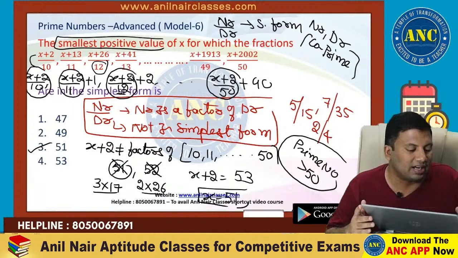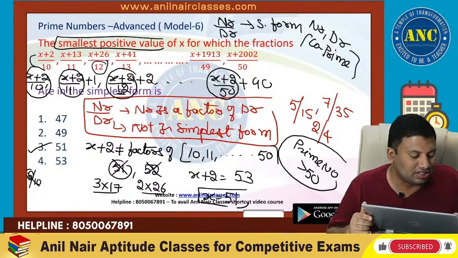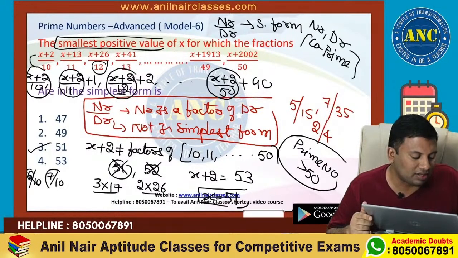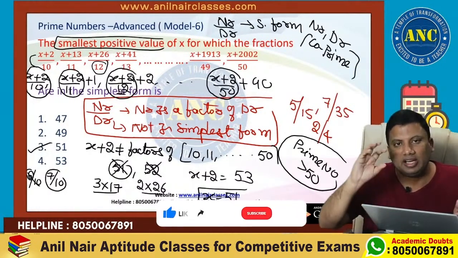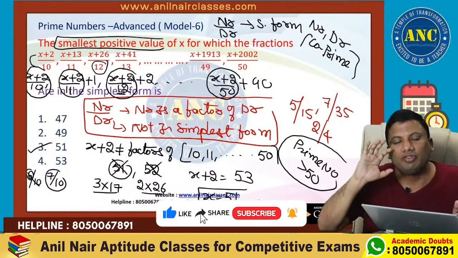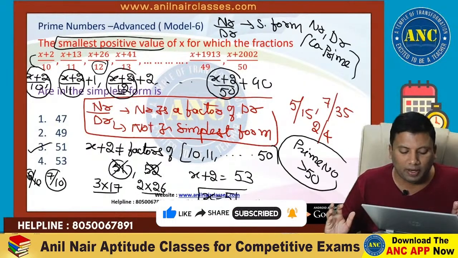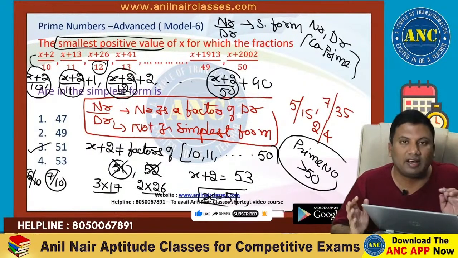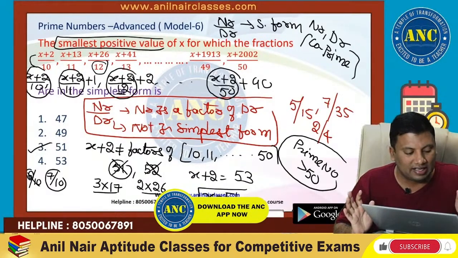If you see here, x plus 2 by 10. Suppose I take 6 by 10, it is not in its simplest form. So x plus 2 can take a prime number. 7 by 10 is in simplest form. x plus 2 by 50, x plus 2 and 50 both should be co-prime to each other. x plus 2 and 11 both should be co-prime to each other. I hope the idea is clear.